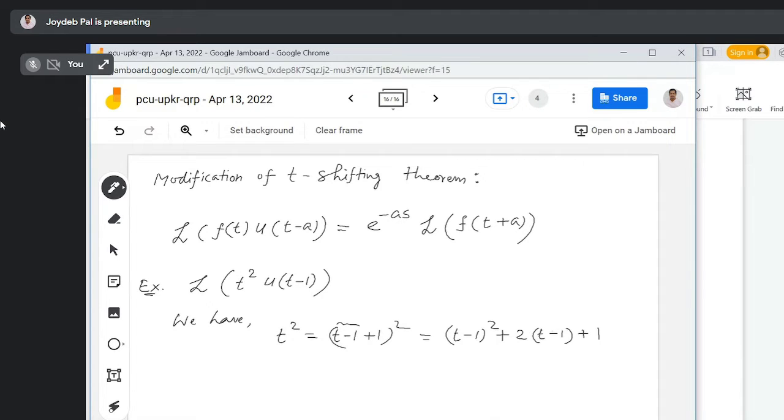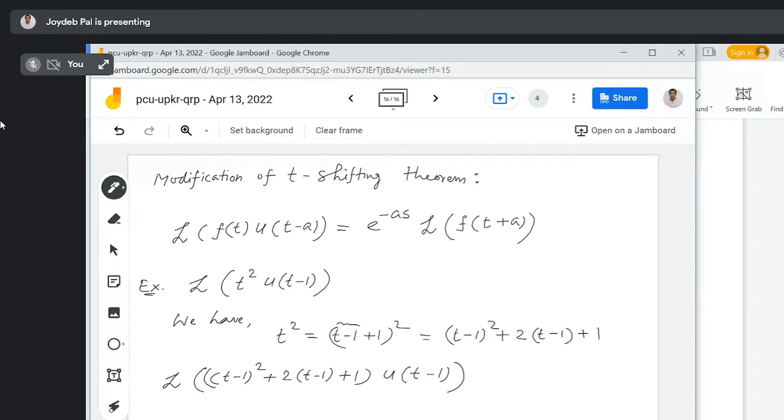So if we want to write t square in terms of t minus 1, it is (t minus 1) whole square plus 2 into (t minus 1) plus 1, right? Now you substitute that t square. So the Laplace transform of (t minus 1) whole square plus 2(t minus 1) plus 1, into u(t minus 1).